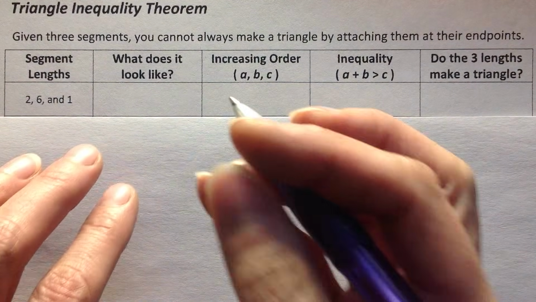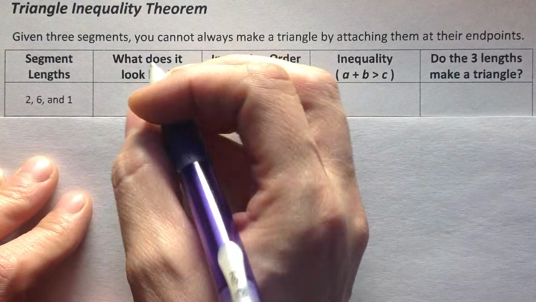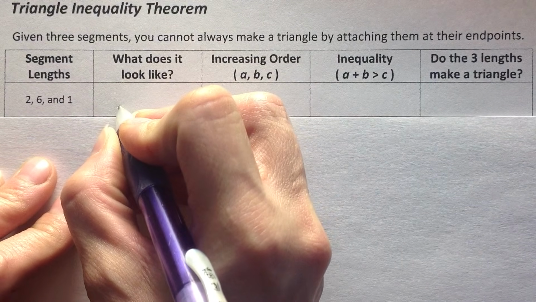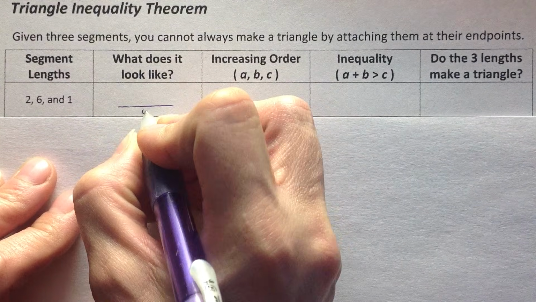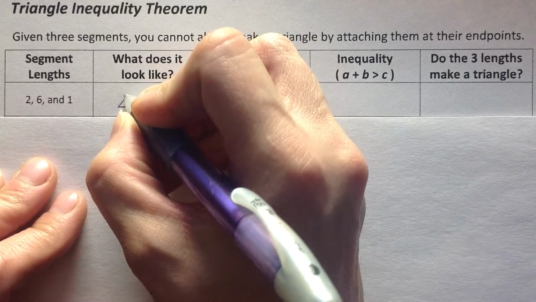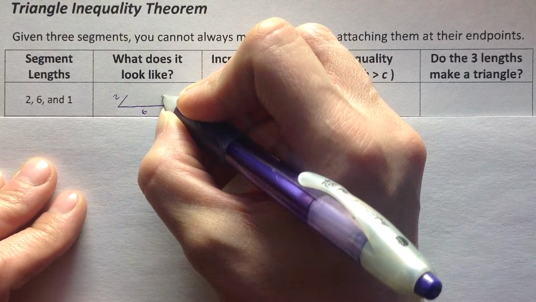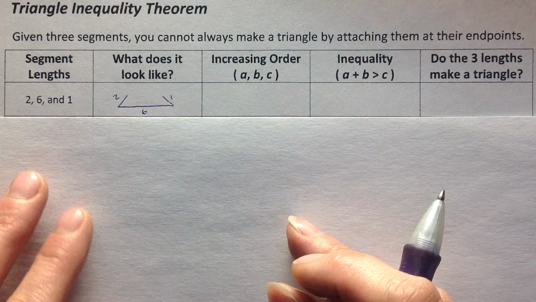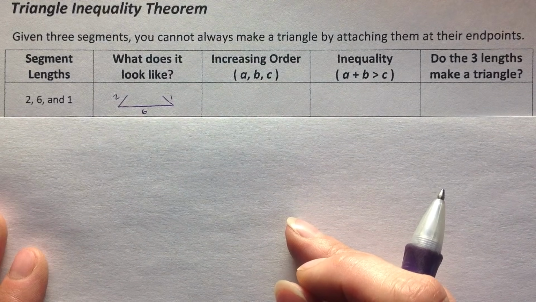You're not going to have noodles at your desk all the time, so what you're going to do is visualize laying the longest one down first, attaching the 2 shorter ones to the end, try and draw it kind of to scale, and ask yourself, will they reach?